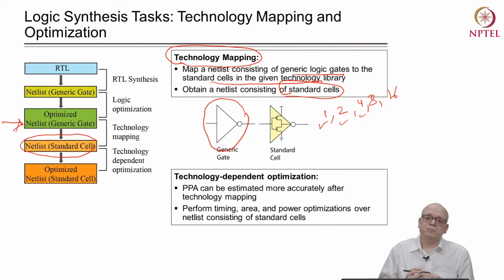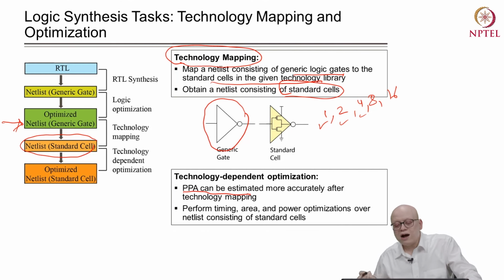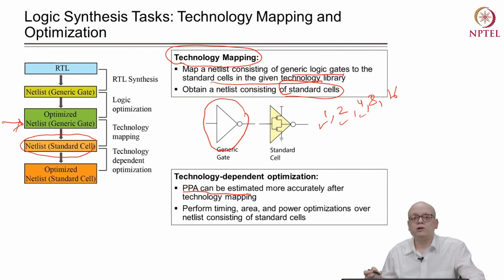Similarly, power estimates can be made. Also, once we have committed to a standard cell, we can estimate the area and so on, right? So once we have a technology mapped netlist, we can do optimization more accurately, because PPA estimates can be made much more accurately. So after the technology mapping step, a step is done which is known as technology dependent optimization for timing, for power, for area, right.